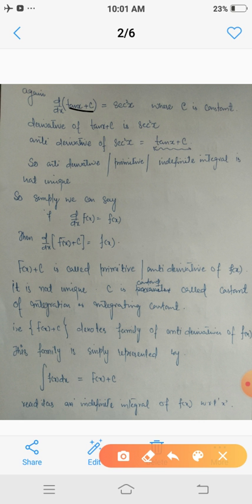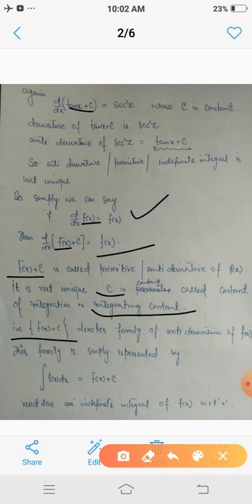So simply we can say that if the differentiation of this capital F function is f of x, then we can also write d by dx of capital F of x plus c is f of x. Here F of x plus c is called the antiderivative, or primitive, of a given function. It is not unique because of the c. This c is a constant, called the constant of integration, or simply the integrating constant. That is, F of x plus c denotes the family of antiderivatives of f of x.